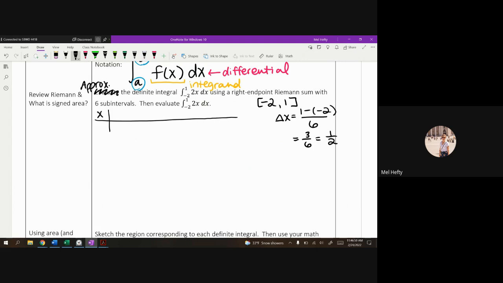Is anyone else team fractions? No. Depends on the context. All right. Well. All right.